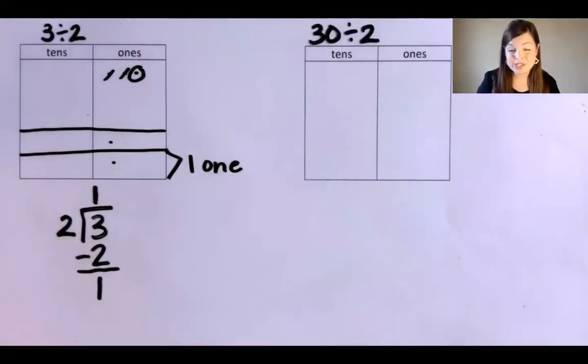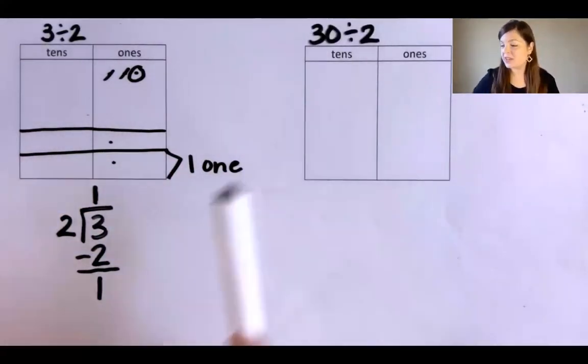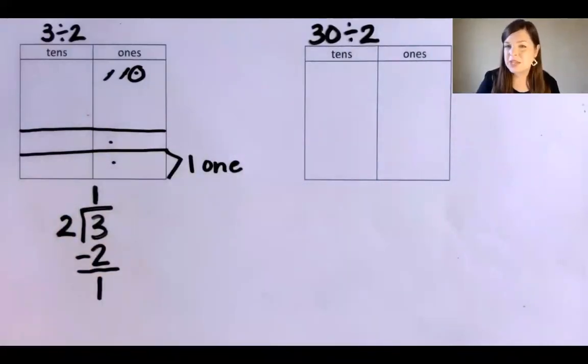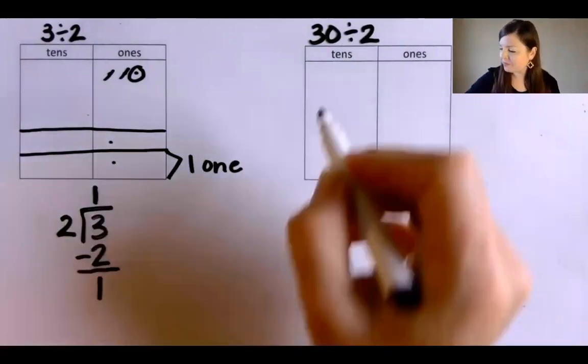Let's solve a similar expression now. Read the expression. 30 divided by 2. Using mental math, what is 30 divided by 2? Did you say 15? Let's confirm that 30 divided by 2 is 15 using the place value chart. Say 30 in unit form. 3 tens. So let's draw 3 tens on our place value chart.